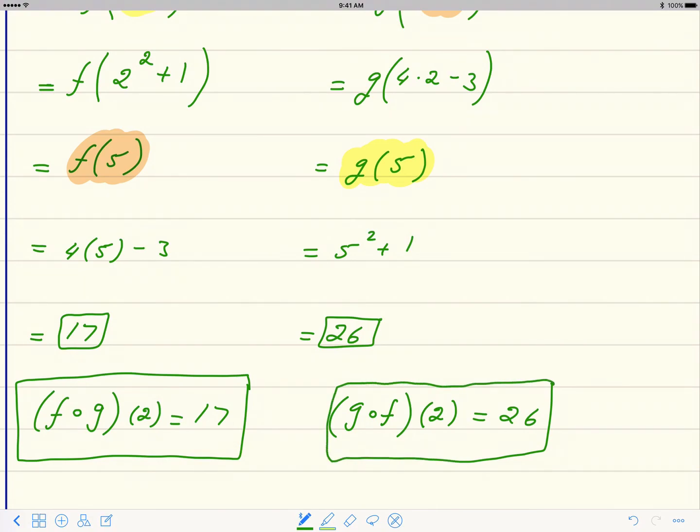So there's an important lesson here. We're using the same two functions, f and g. We're using the same input in both of these. The input is 2, but the outputs are different.